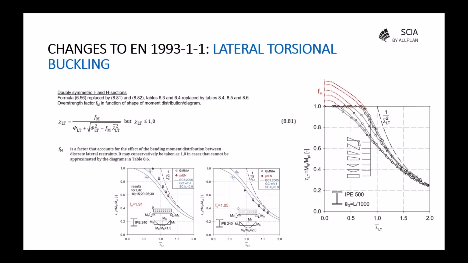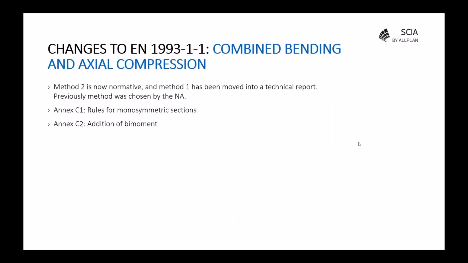Okay, then we have combined bending and axial compression. This is the check that we get the most questions about, I believe, on the support side, because it's combining the lateral torsional buckling effects and the flexural buckling effects, and that's generally the check that's dimensioning in our steel design.